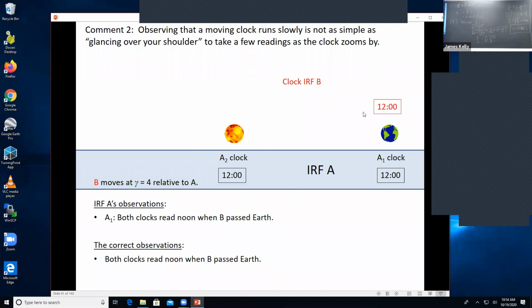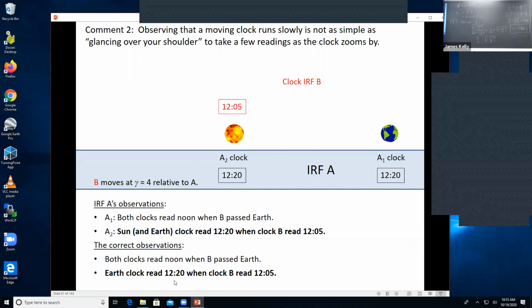So that means in the time B's clock is observed to tick off one minute, these two clocks should tick off 4 minutes. Okay, so they both record the correct things. A1 makes the record of what Earth's clock read when this one was passing by Earth on its way to the star. And then it starts going on the way to the star. Notice at every point, 4 times as much time has ticked off on the Earth clock as on B's clock, and so on. When it gets to this star, notice that the correct observation we said is that when this clock reads 12:05, the Earth clock reads 12:20.